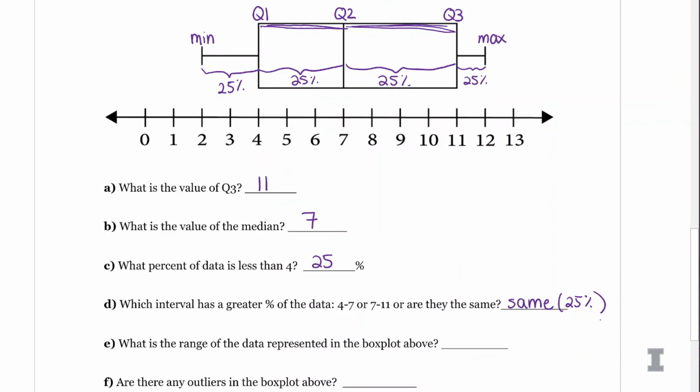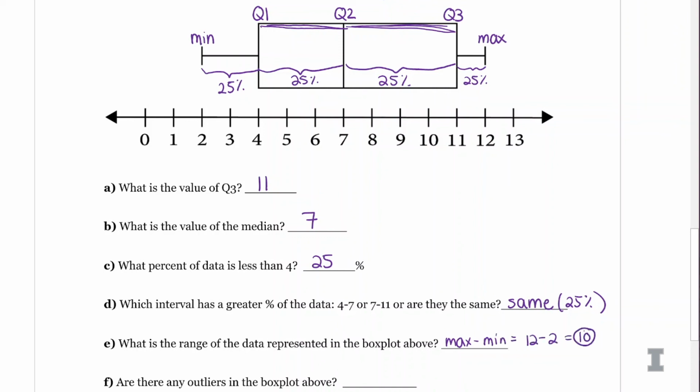E says, what is the range of the data represented in the box plot? And the range we said is just the max minus the min. So my maximum value looks like it's 12. My minimum value is 2. So the range is 10.